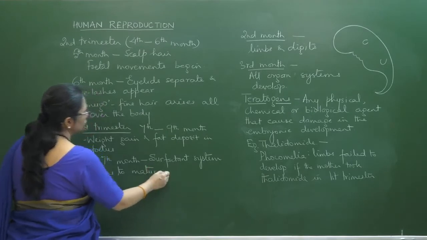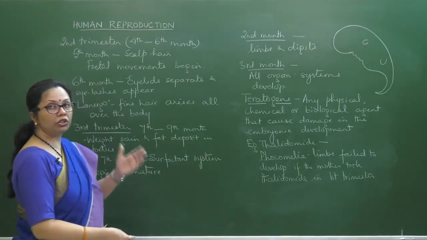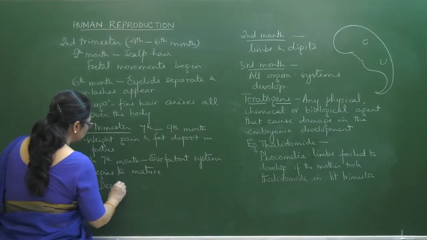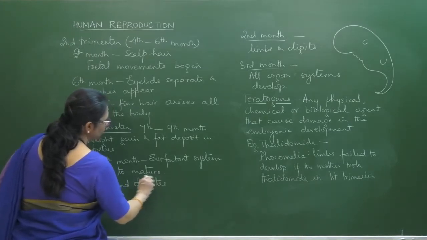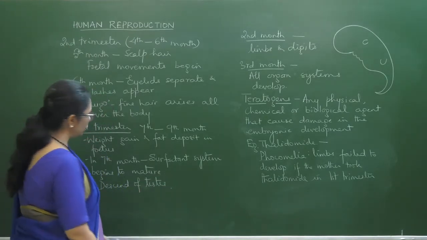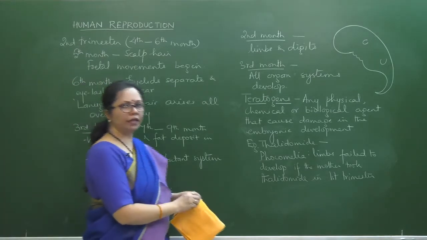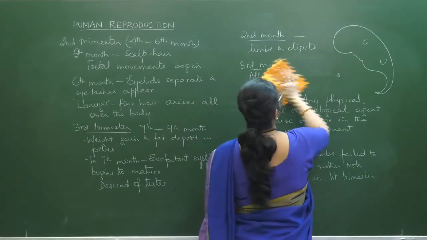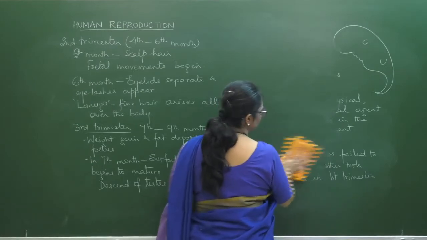And if it is a male child, then in that case the descent of the testis occurs in the later part of the 7th month. So descent of testis from abdomen to the scrotum also occurs in this 7th month. So this covers the major gestation period, what all is happening and so on. And then finally, of course, we come on to the parturition, that is childbirth.